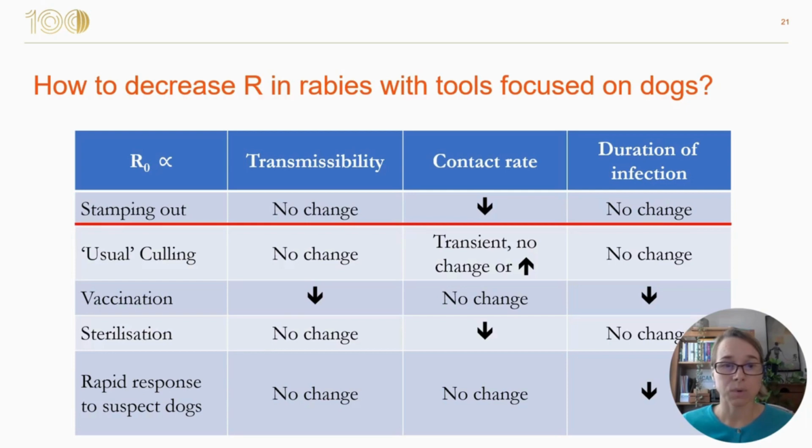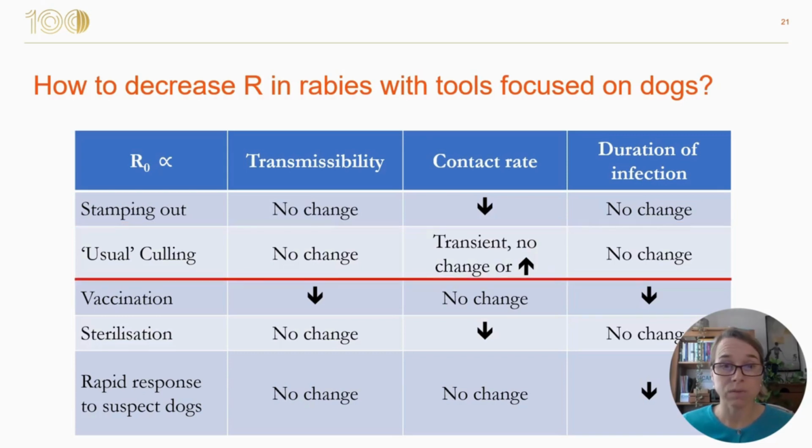Experience has shown this is pretty much impossible to achieve with an endemic rabies infection in dogs. This is not just culling a few, this is elimination of all the infected and susceptible animals, and you just can't reach enough of the dog population to achieve this. Note also that it does nothing to transmissibility or duration of infection. Here we have our usual culling response, which in reality is what attempts to stamp out become.